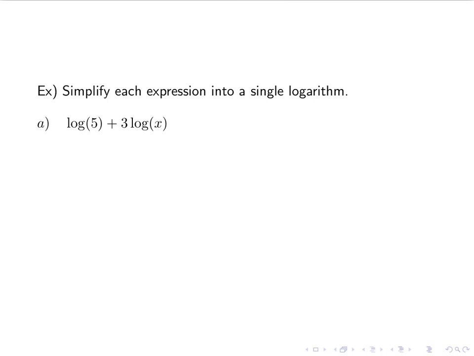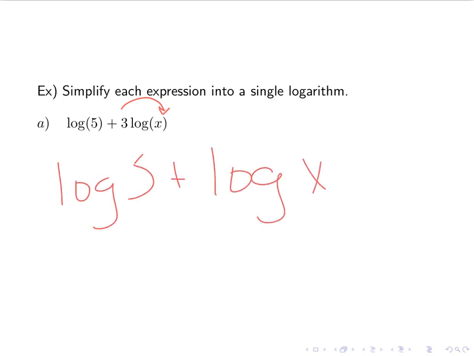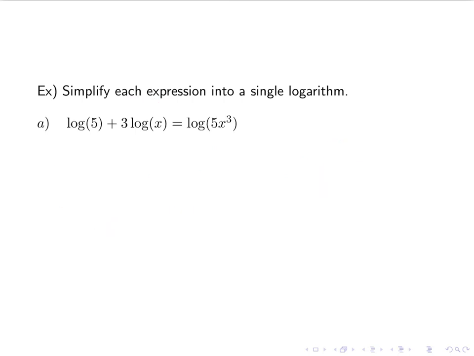coefficients. So the very first thing we have to do is write 3 log of x as x cubed. So we're going to have log of 5 plus log of x cubed. Then we're going to use the addition and change it into multiplication. So we end up with log of 5x cubed.